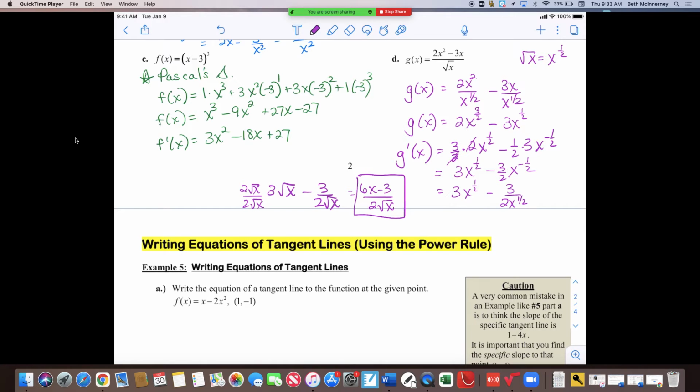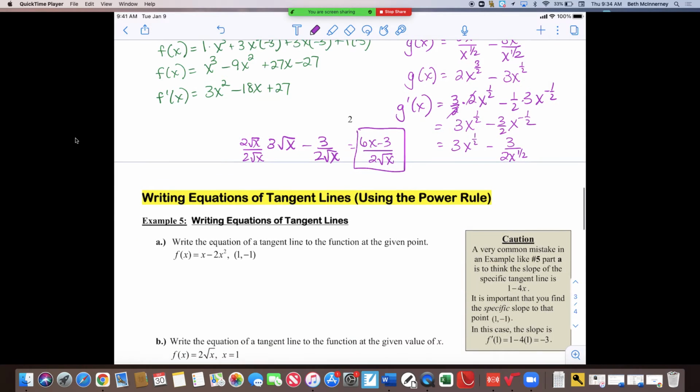All right, questions on the power rule? Remember, the derivative of a constant is 0. In order to use the power rule, you have to have x to a power alone. So sometimes you have to do some algebra manipulation to get it to x to a power. Okay? All right, so now what's really nice is that we're going to keep doing equations of tangent lines over and over again. You will be really good at them by the time May rolls around.